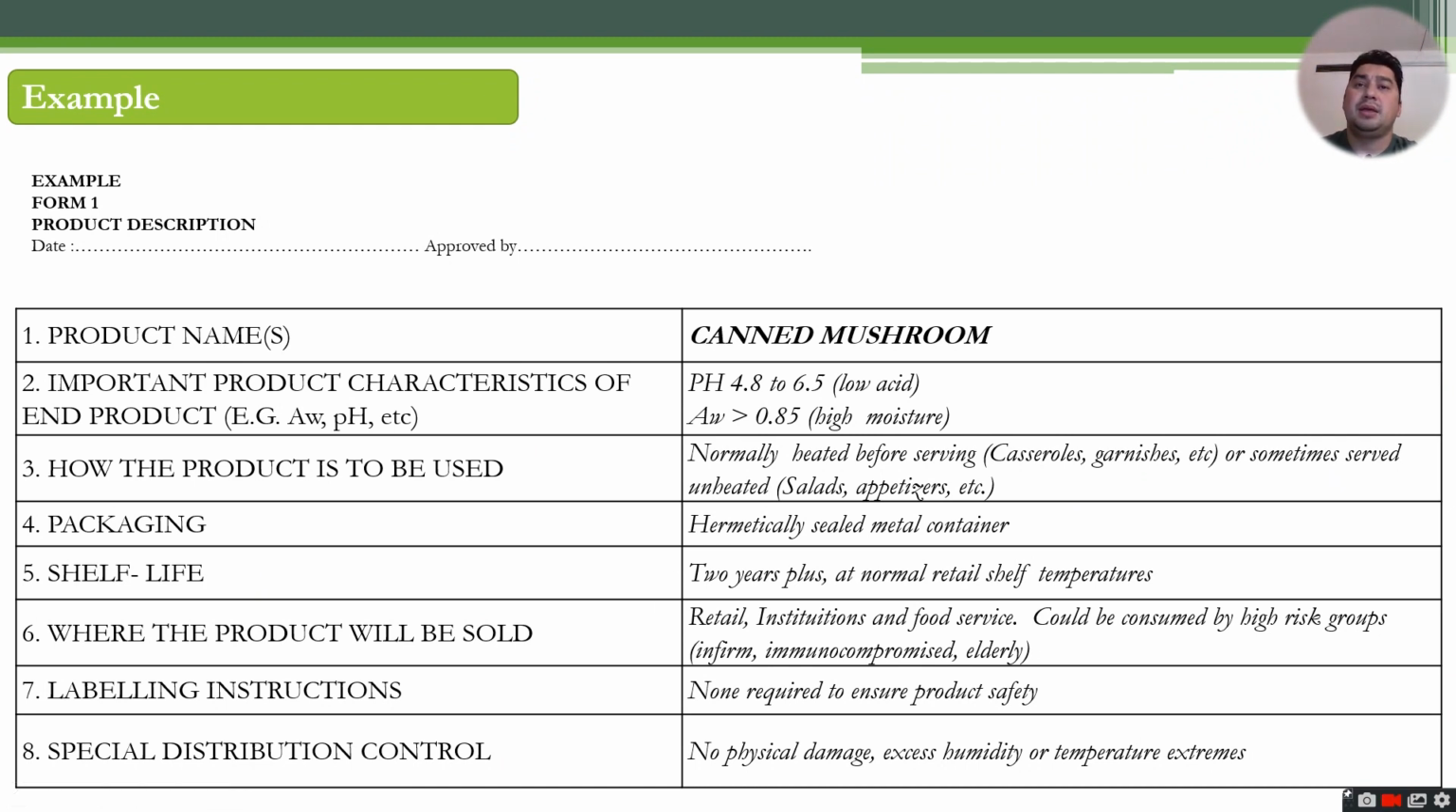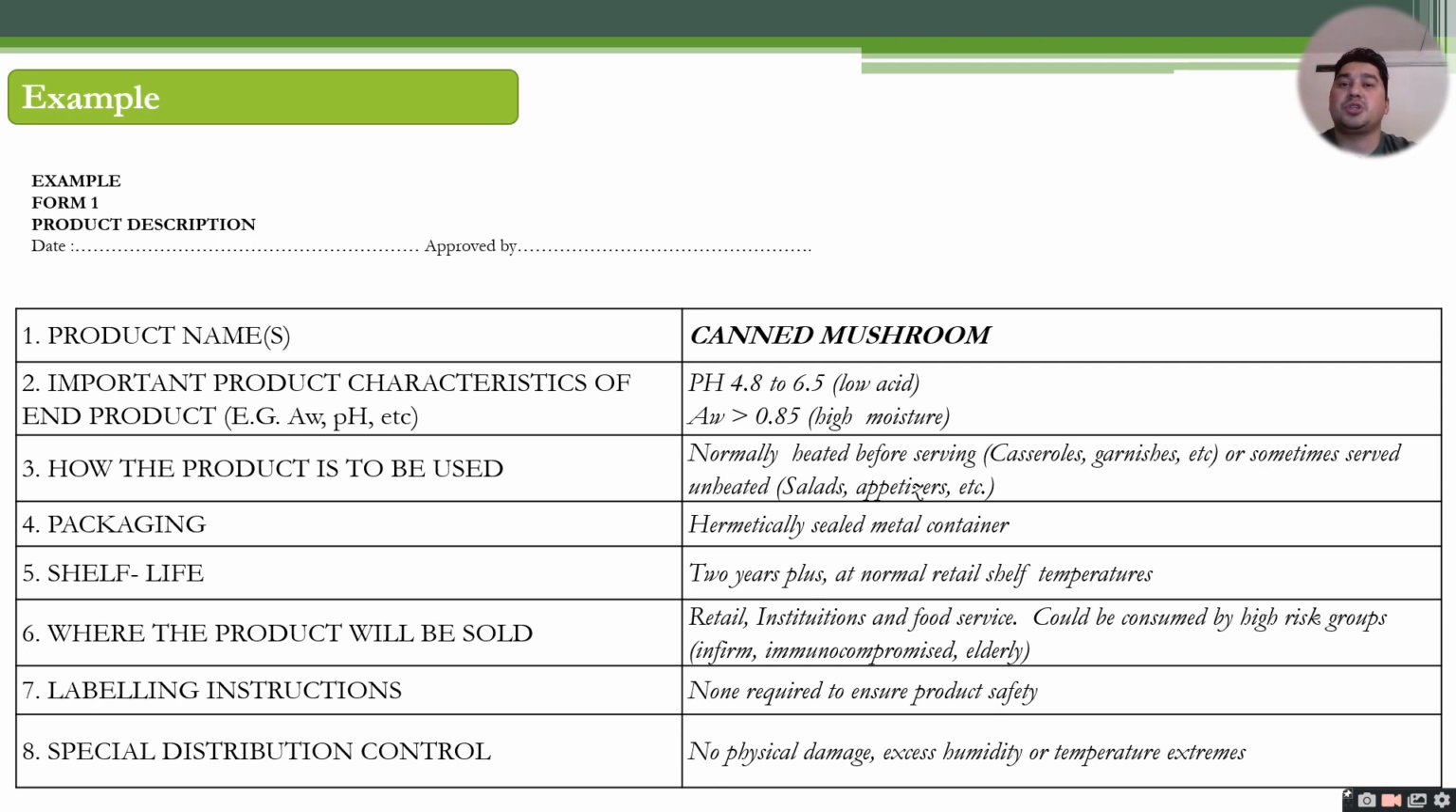After that, packing: hermetically sealed metal container. It is a metal container, and the shelf life is 2 years plus at normal retail shelf temperature. Where the product will be sold: it can be sold in retail, institutions, or food services. It can be consumed by the high risk group as well.